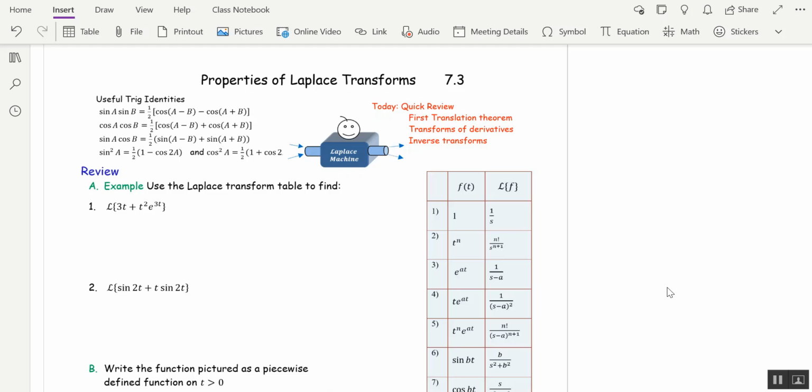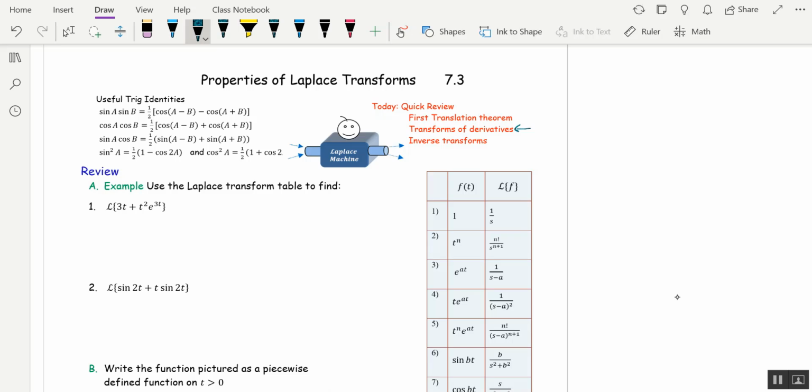Welcome to section 7.3. Our main focus today is going to be finding the Laplace transform of derivatives, but we're going to start off with a quick review of how to use our table. So in this first one, I want to use formulas 2 and 5, and in formula 2, n is equal to 1, and in formula 5, n is 2 and a is 3. And so this is simply equal to 3 over s squared plus 2 over (s minus 3) quantity cubed.